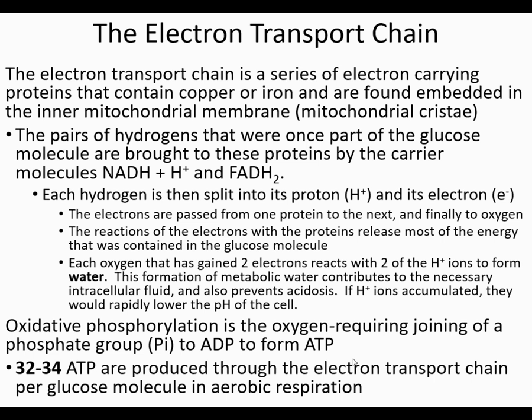Okay. Now, the reactions of electrons with the proteins releases most of our energy that was once contained in the glucose molecule. So it has everything to do with the electrons that were in our glucose. Oxidative phosphorylation is the actual oxygen requiring joining of our inorganic phosphate to ADP to form ATP. Through the electron transport chain alone, this last step, we yield 32 to 34 ATP. And that's a total from that singular glucose molecule. Now, I'm going to explain in a little bit why it's not 32, why it's not 33, why it's not 34. It's kind of an average somewhere in there.